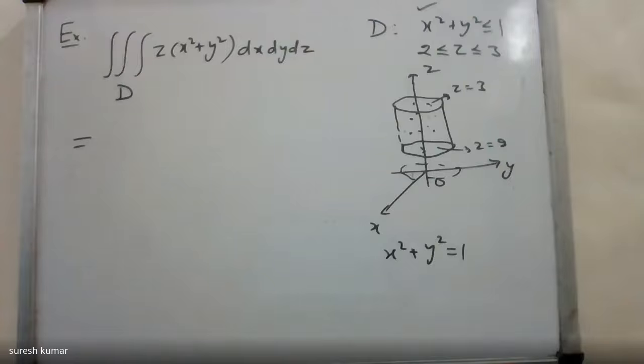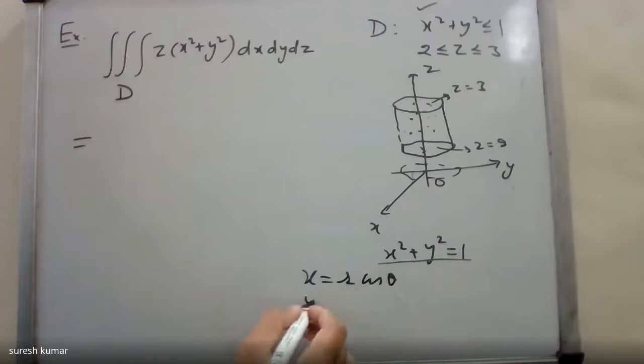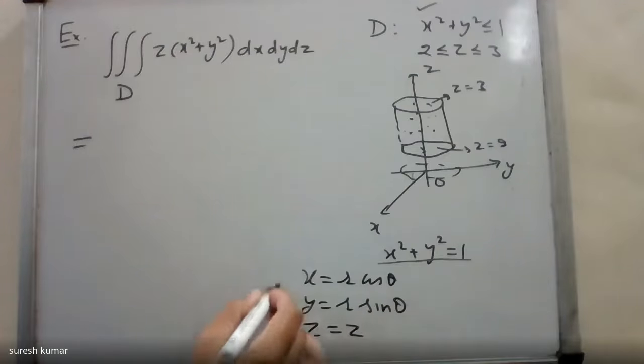So here you can use substitution. Just like you did in double integrals, in the same way you can make substitutions in triple integrals. Which substitution can you make? Let's choose x equal to r cos theta, y equal to r sin theta. And let's not change z, let's keep z equal to z.